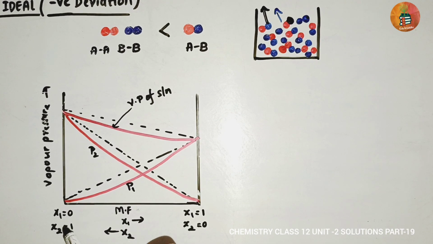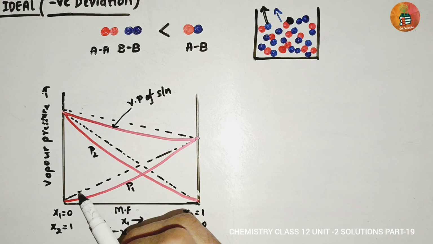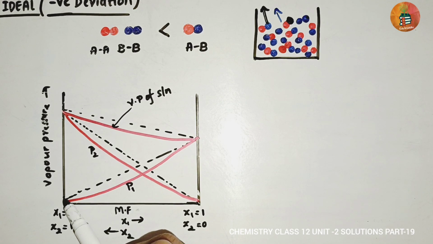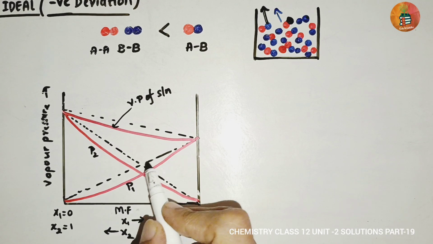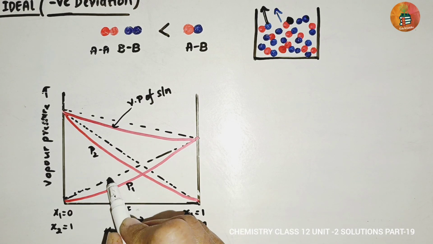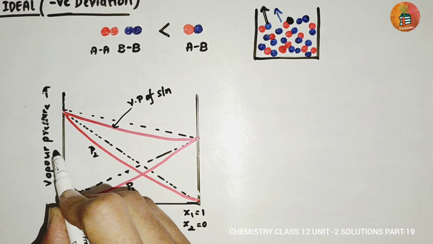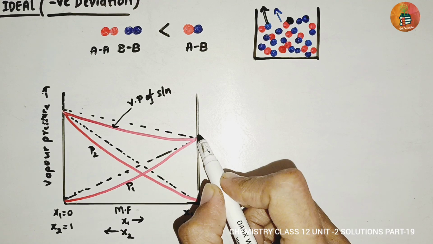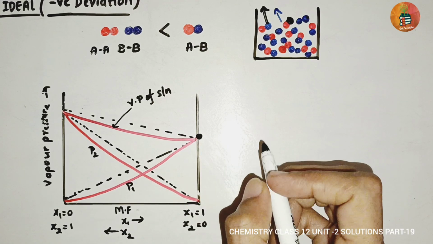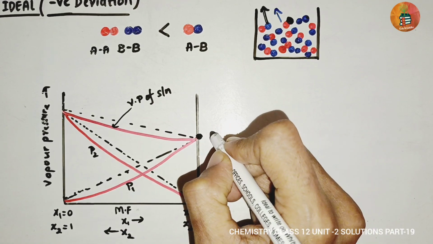So we know that according to Raoult's law, the vapor pressure of a particular component will be directly proportional to the mole fraction. So if I take the first component, as the mole fraction is increased, from here to here the mole fraction is increased. As it is increased, what happens to vapor pressure? Vapor pressure also goes on increasing. Okay, this is the maximum possible vapor pressure for which one? Component 1.